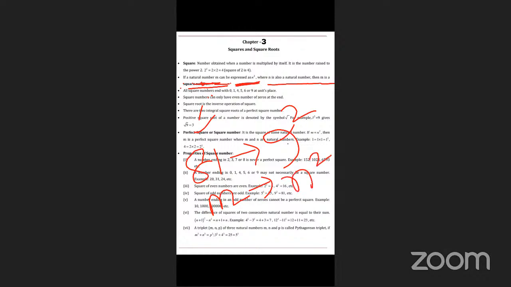81. It is saying if a natural number m, suppose 81, can be expressed as n square, means if I can write this number in n square form, some number square, suppose 9 square, at that time m is the square of this number. Suppose my m is 81 and I can write it as n square, where n is 9. At that time this 9 is called the square root of 81 and 81 is called the square of 9.